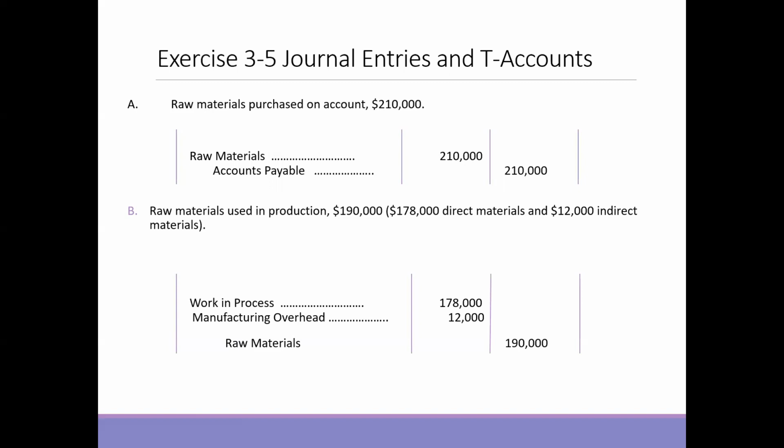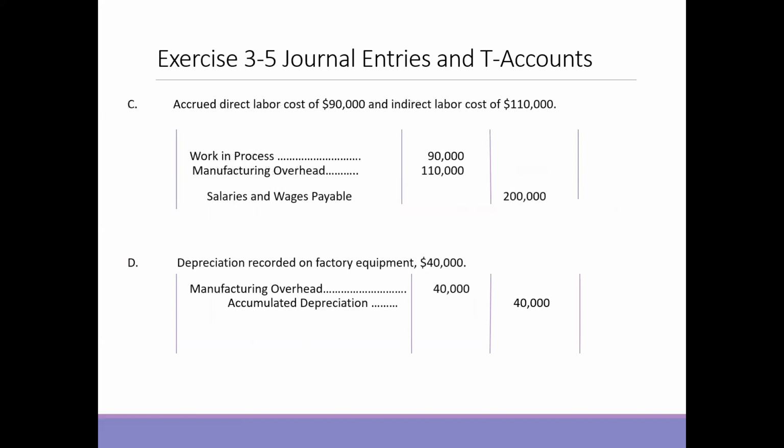Okay. Next, accrued direct labor is 90,000 and indirect labor is 110.